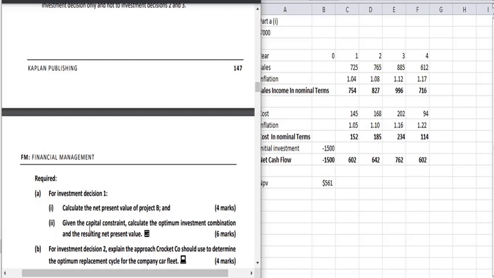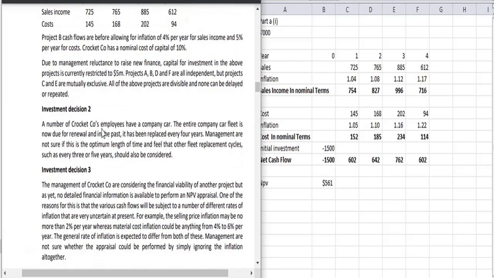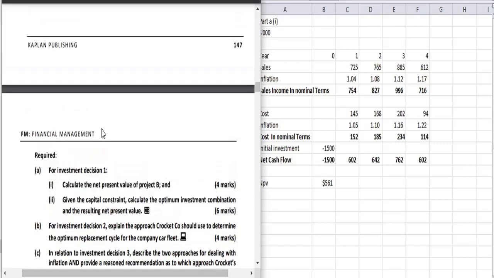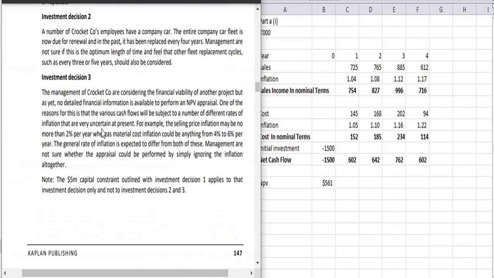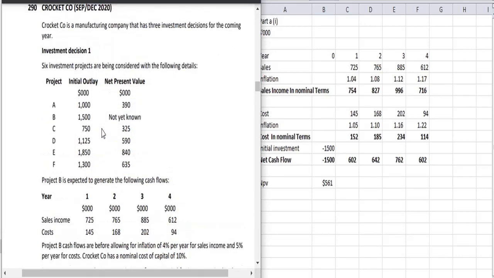Now given the capital constraint, calculate the optimum investment combination and the resulting NPV. Okay, so this is for the investment one, and in order to get the optimum investment combination, first we have to check whether the project is divisible or not.